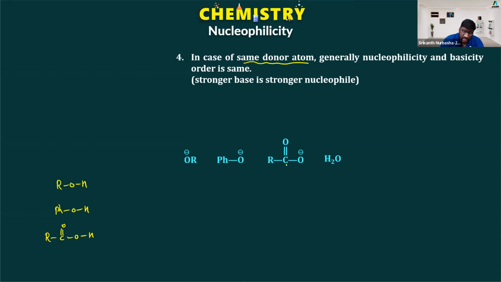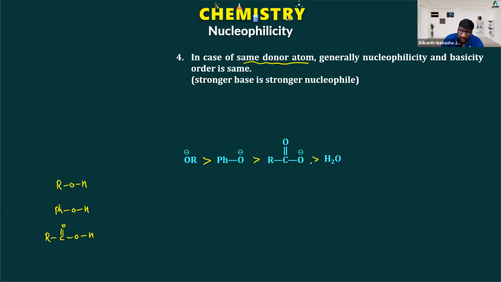So stronger acid means the conjugate RCOO minus is going to be a weaker base. ROH is a weaker acid, so RO minus is a stronger base. Donor atom is the same: oxygen, oxygen, oxygen. Same donor atom means the order of basicity: RO minus is a strong base, then PhO minus, then RCOO minus is the weakest base because its acid is strong.